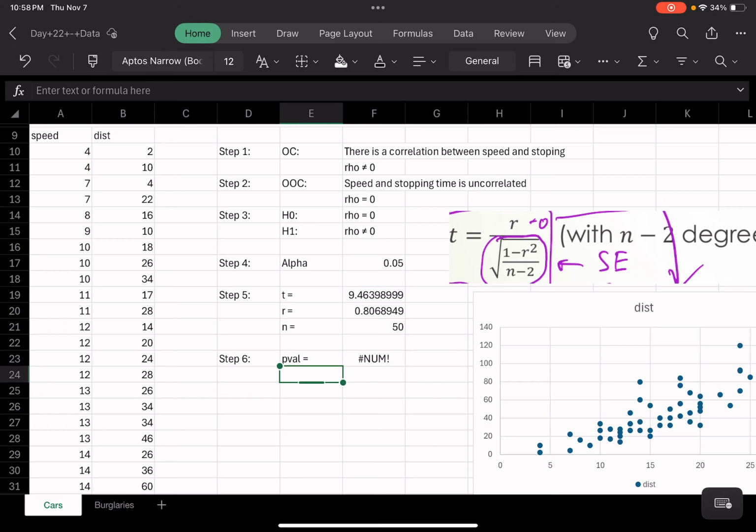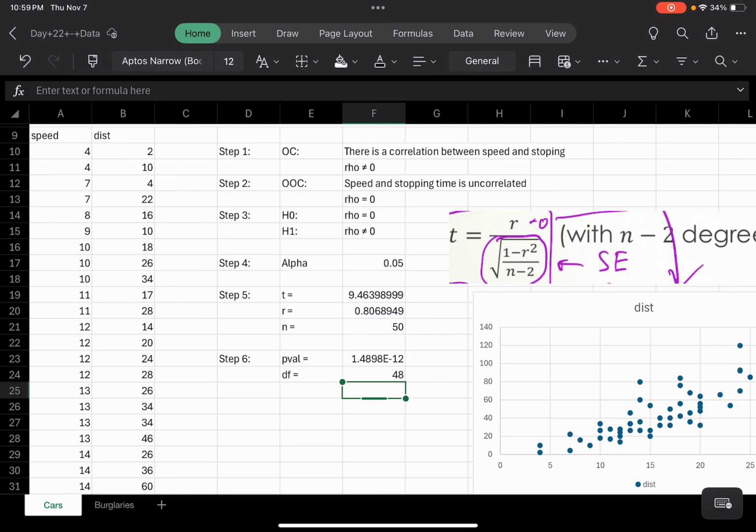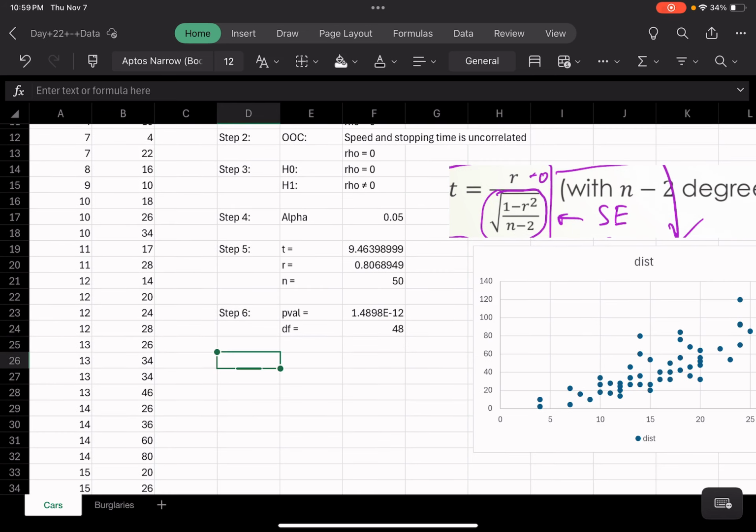Let me put in degrees of freedom equals n minus 2. It says it right there on the thing I pasted in. As I suspected, that p-value is quite low. All right, what do I do now?